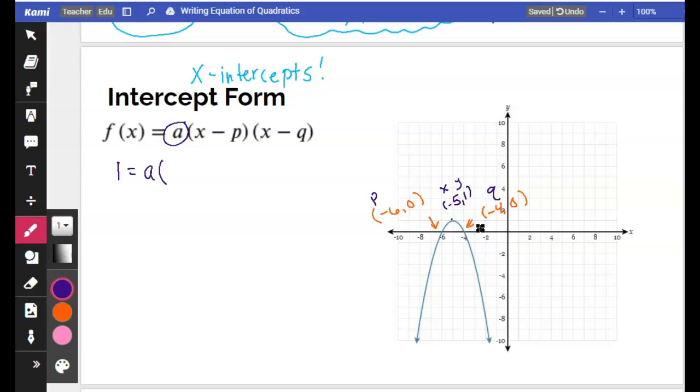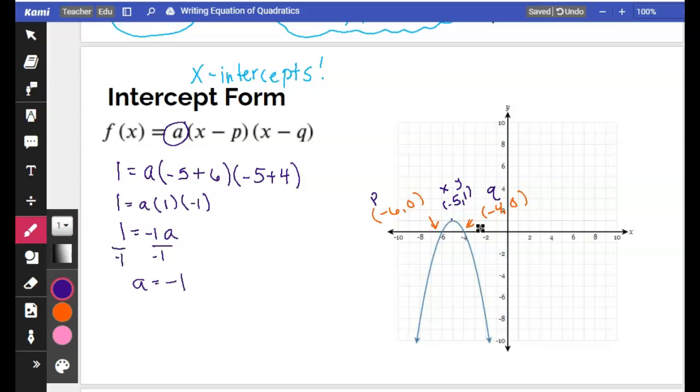Don't know a. x, we're going to use the negative 5 from the vertex, minus the p value, which would be plus 6. And then that negative 5 minus the q value, hence plus 4. Order of operations says I'm going to do what's inside these parentheses first. That's going to give me negative 1. I will multiply. 1 times negative 1 is negative 1. And of course we divide by negative 1. And it's definitely not any skinnier or wider, just reflected.